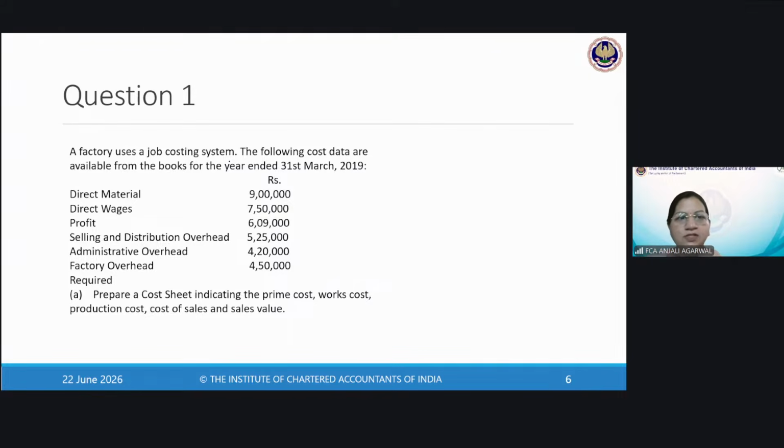A factory uses a job costing system. The following cost data is available from the books for the year 31st March 2019. You are given direct material, direct wages, profit, selling and distribution overheads, administration overheads, and factory overheads. You're required to prepare a cost sheet indicating the prime cost, works cost, production cost, cost of sales, and sales value.